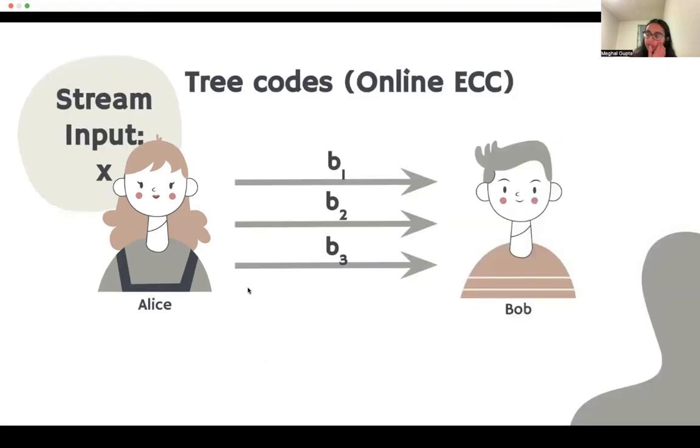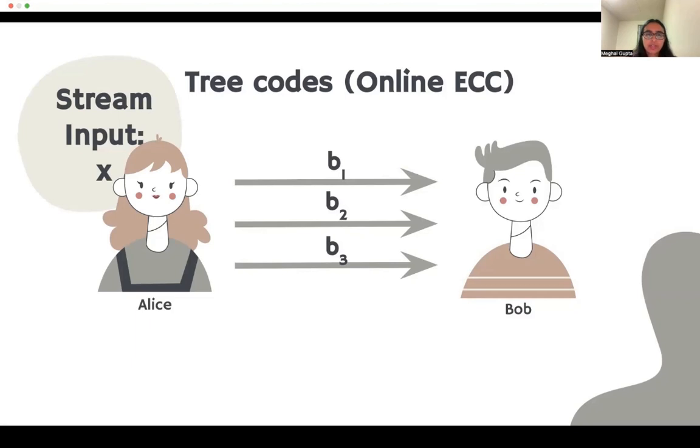So before I explain the O of pi squared to O of pi thing, we're going to have to do a quick digression into tree codes. So the general idea of a tree code is that Alice has an input X that's B1, B2, B3, dot dot dot, and she's trying to send it in a streaming way to Bob. So the thing she might do is send B1, B2, B3 directly, but the problem is that the adversary can flip B3 and then Bob will not learn X.